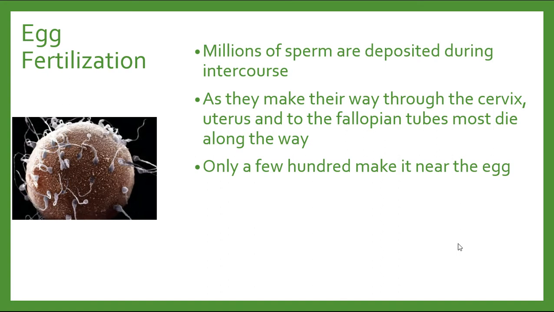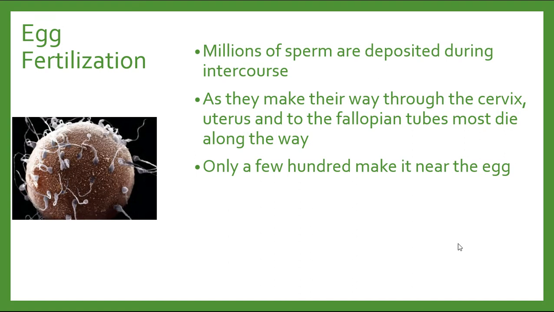The ultimate goal of the sperm cell, the ultimate destination, is of course the female reproductive tract. The goal of the sperm cell is to make it and survive all the way to the egg in order for fertilization to take place. So there are millions of sperm released during ejaculation and deposited within the female reproductive tract during intercourse.